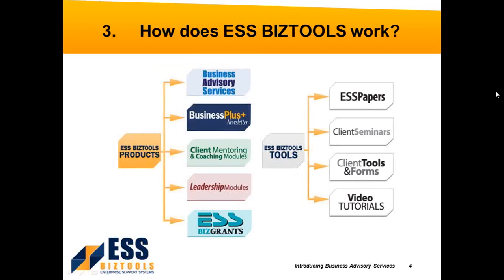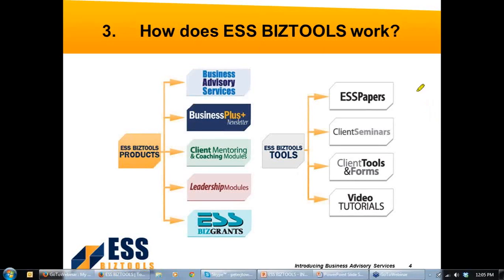So here's our chart to give you an idea of how all this fits together. We started with papers, and from that we have developed business advisory services, which is in 2 components. The first is on getting ready, and the second is 14 products that are ready for you to use. Business Plus is our newsletter, which I talked about before, client mentoring, leadership, and then we have the seminars on the other side, and obviously down here we've got Biz Grants. So that's how that all fits together within our product.